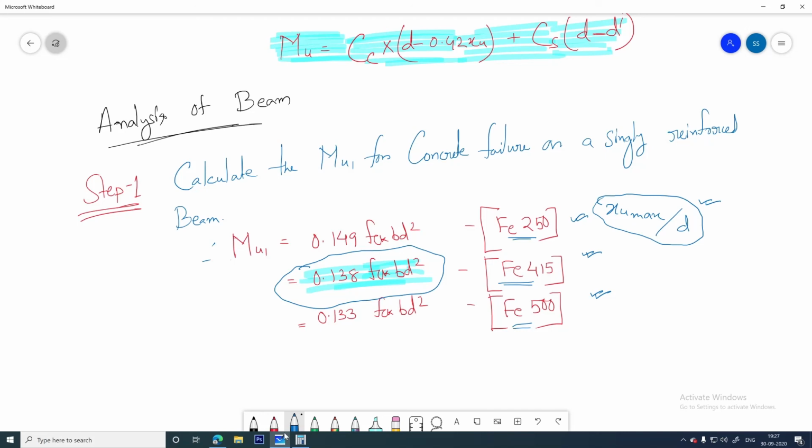And if you know the xu max by d value, generally in the question only these three grades are there, but in real cases, that means if you are going to design your own building, for those cases you need those values. Okay, so let's move on.